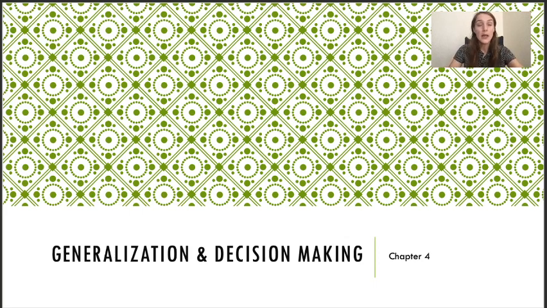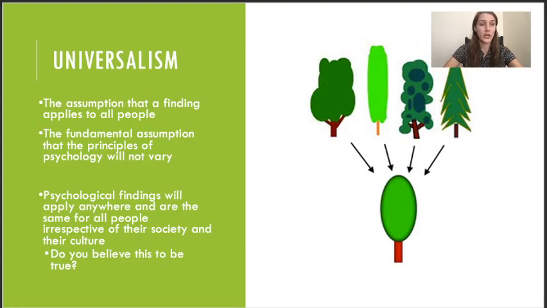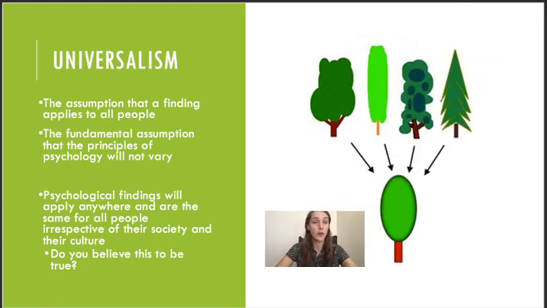How do we make decisions in science, and specifically in psychology? We have this idea here that we will talk about first, which is universalism, which is the assumption that a finding will apply to all people.